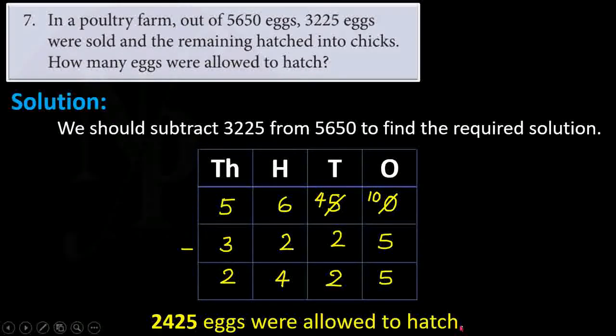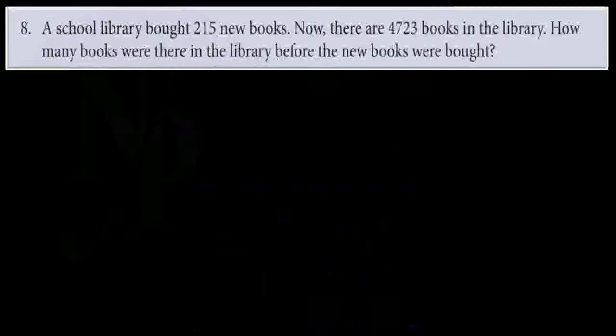Now let us move to the next question. So, a school library bought 215 new books. Now there are 4723 books in the library. How many books were there in the library before the new books were bought?